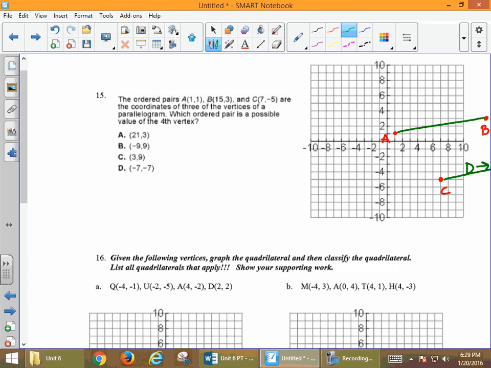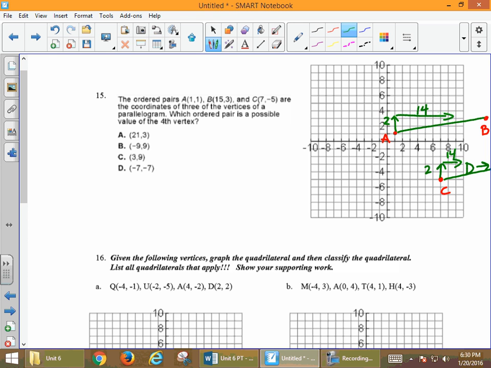So I am going to count. How do I get from A to B? Well, A is located at 1, 1, and B is located at 15, 3. So that means I'm going to rise 2, and I'm going to run way out there. I'm going to run 14. I'm going to rise 2 and I'm going to run 14. Well, if I started at C and I did a rise of 2 and a run of 14, where would that point be?